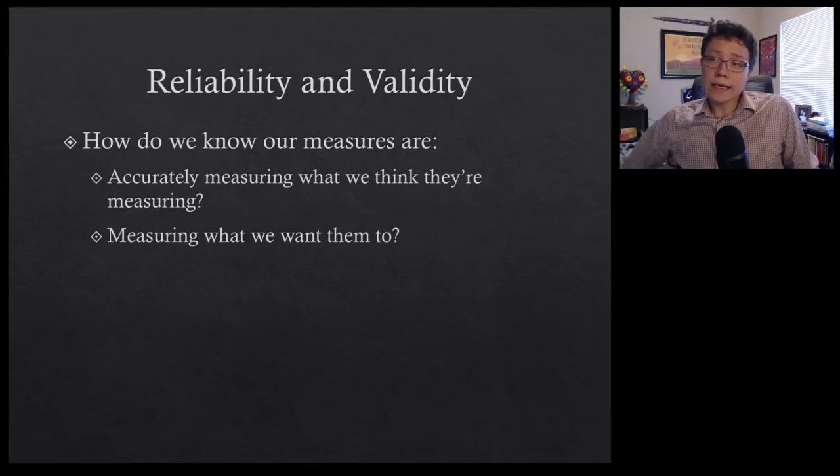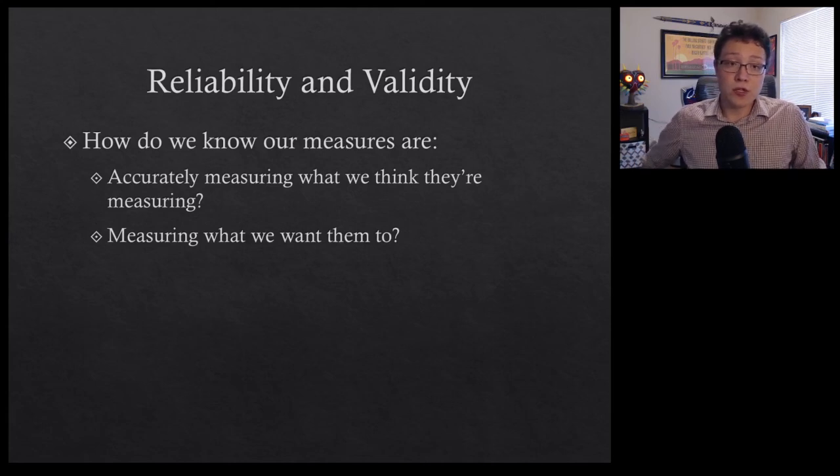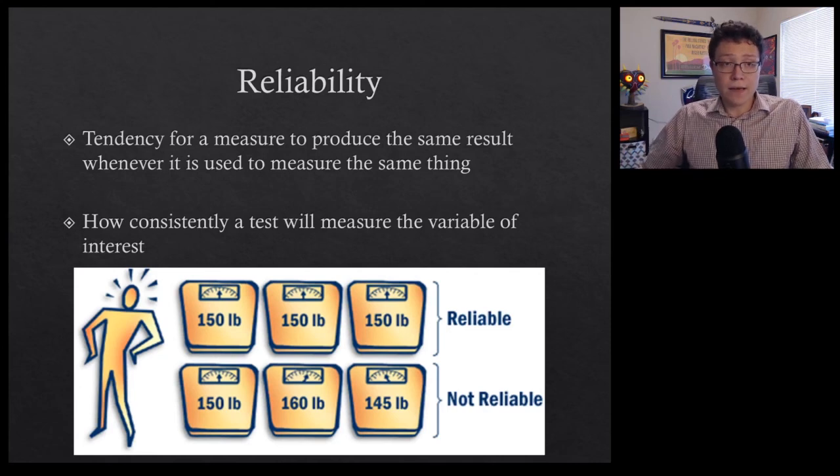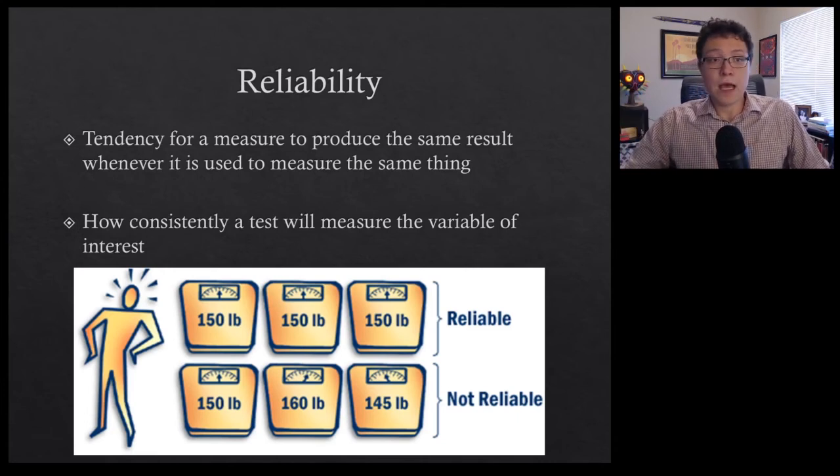So what we need to know is that our measures are both reliable and valid. Are our measures accurately measuring what we think they're measuring? Are they accurately keeping track of what we want them to? And are they even measuring what we want them to? So for reliability, this is a tendency to produce the same result over and over again on a test. Some different experiments we might expect to have high reliability.